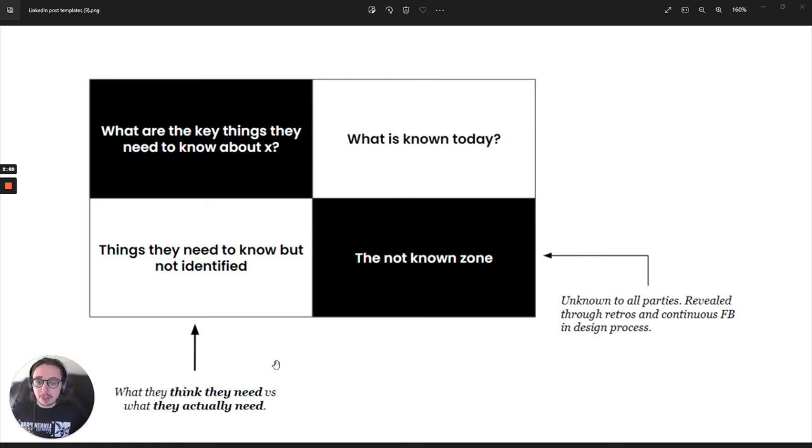And then the last bit is what I call the not known zone. Basically, this is data that will become apparent during the design process. So at the beginning of the process, you don't know about this element or what people need to know, but it reveals itself because it's unknown to everyone during the process. It reveals itself through retros that you might do and continuous feedback via the design process. So this is a good thing. This is not something to worry about at all.